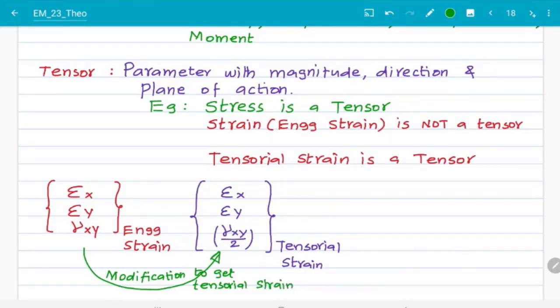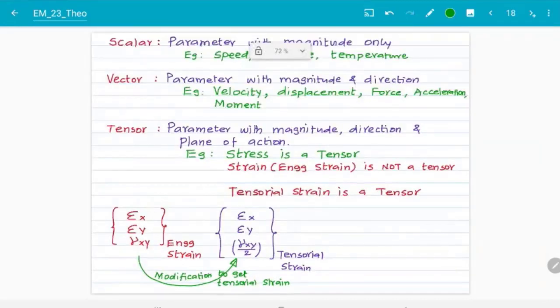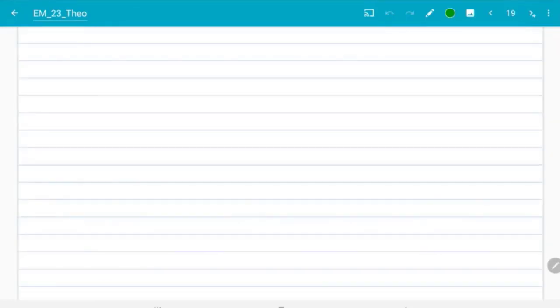Right. So these things will not be in the textbook. Sir, where are we using the engineering strain, and where are we using the tensorial strain? That we want to know. Right. Engineering strain is used in Hooke's law.